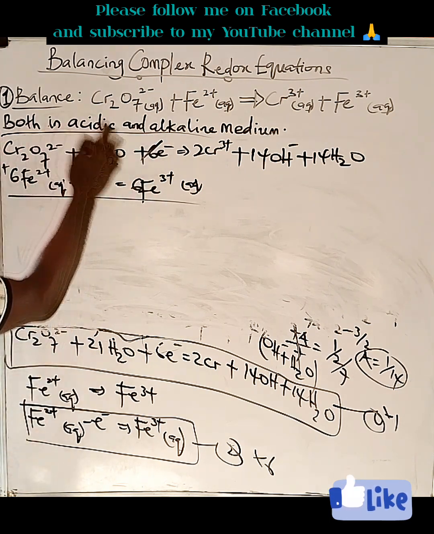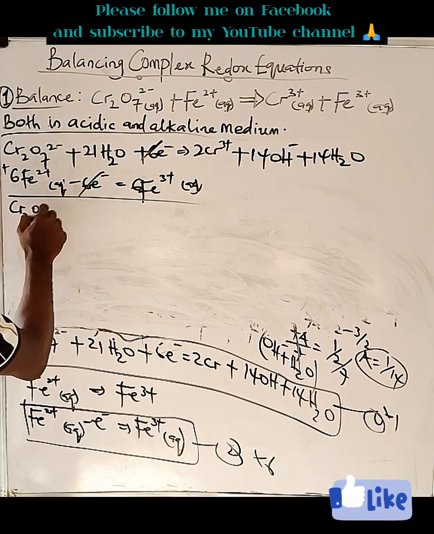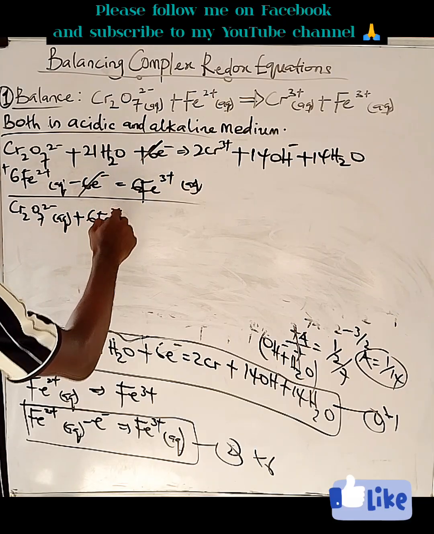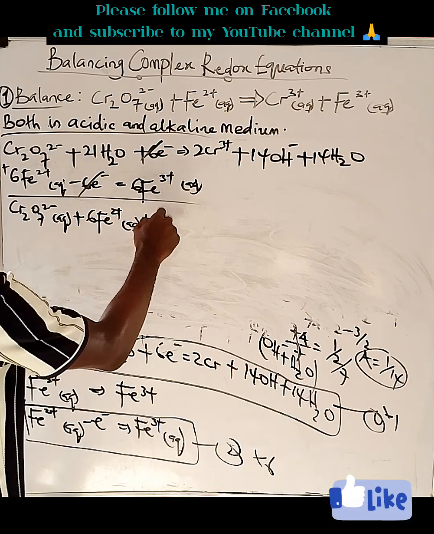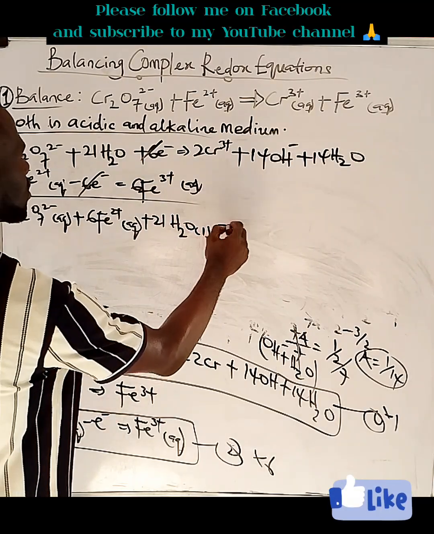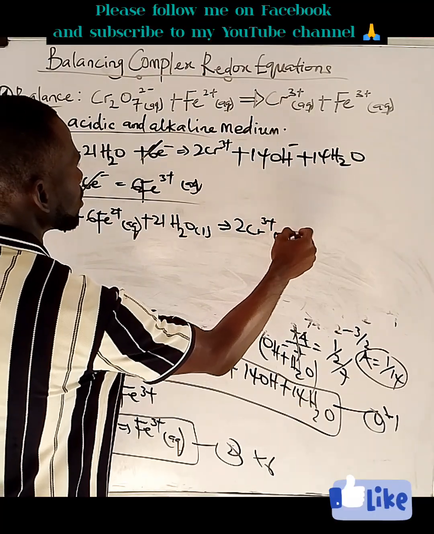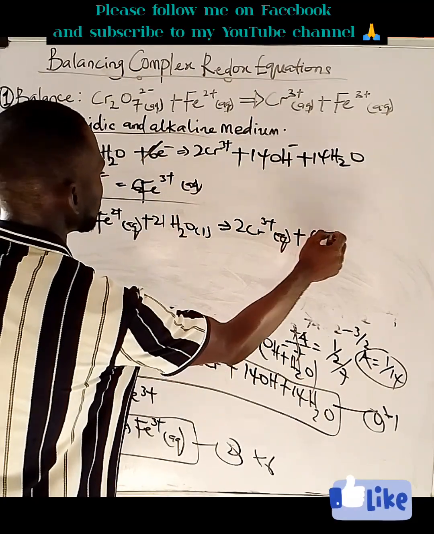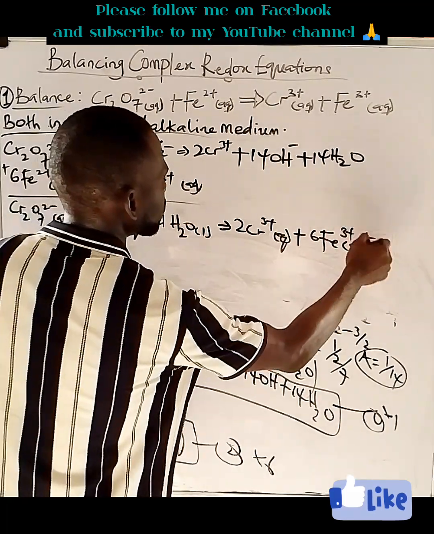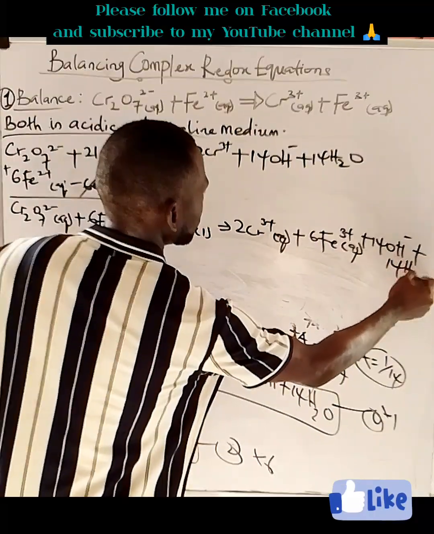So what do we have left? We add up the whole reactant, we add up the whole product. So Cr2O7 2 minus aqueous plus 6Fe2 plus aqueous plus 21 molecules of water, that's water liquid, then 2Cr3 plus aqueous plus 6Fe3 plus, this aqueous also, then plus 14 hydroxyl ion plus 14 molecules of water.